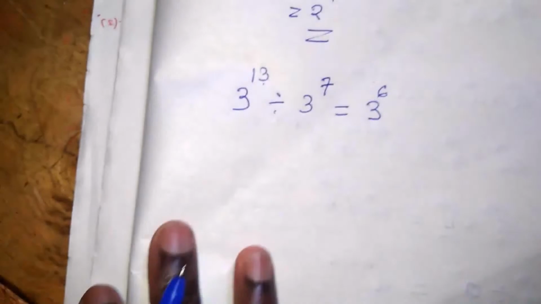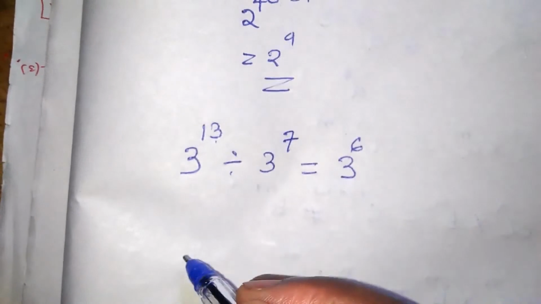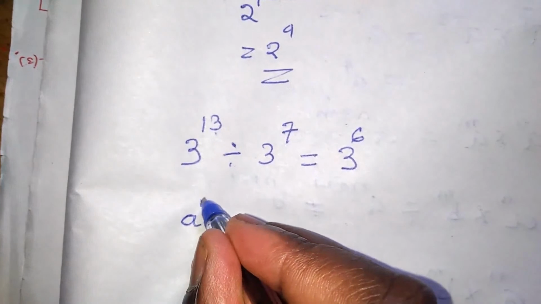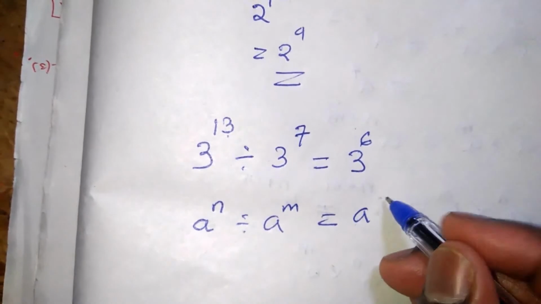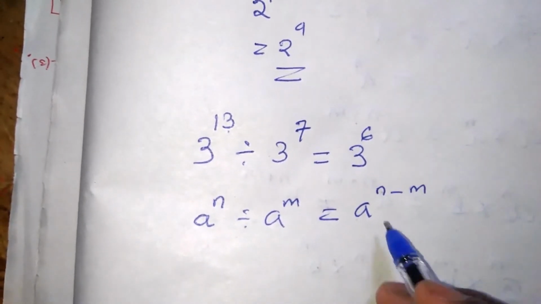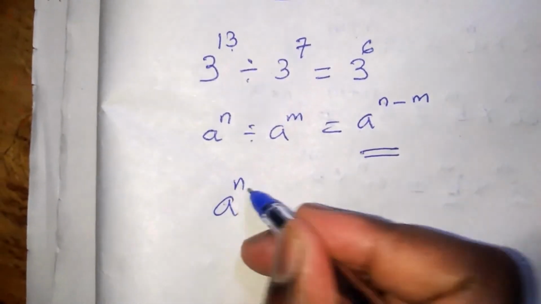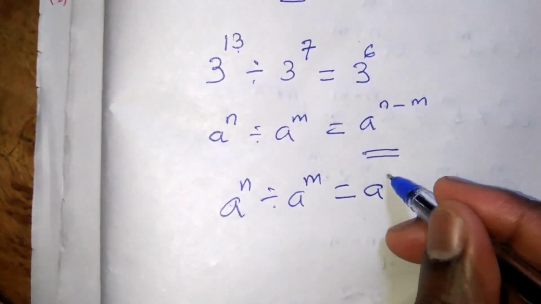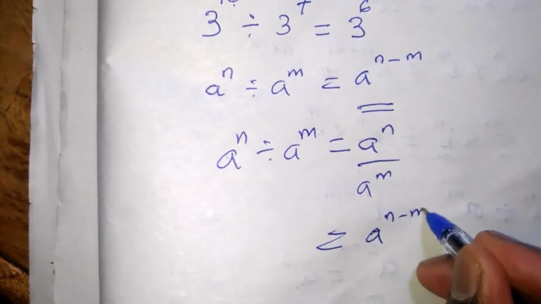If you find any of these kinds of problems, you simply use the law of indices for division, which I wrote to you as a^n divided by a^m should give you a^(n minus m). And this is the rule. This is the same as simply saying a^n divided by a^m can be written as a^n over a^m, which is still going to give you the same answer as a^(n minus m).